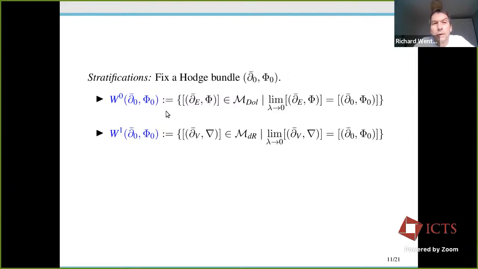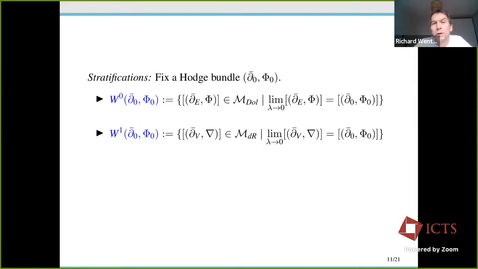So here I've defined it just as I said. I'll just call these W0 and W1. Probably not the best notation, but the W0 one is in the Higgs bundle moduli space, and it's just all the Higgs bundles that limit to this fixed Hodge bundle. And then on the de Rham side, again, this is Simpson's limit. In other words, these are all the flat connections whose Griffiths transverse filtration has this Hodge bundle as its associated graded. That's the way to think about it.